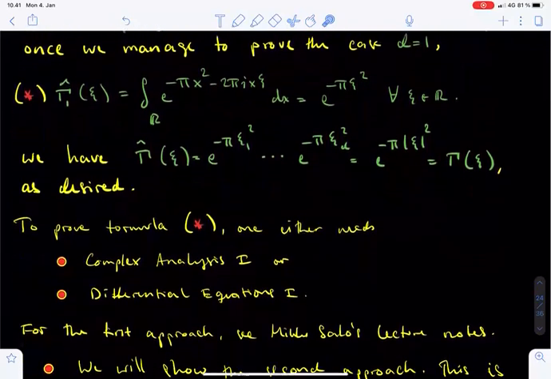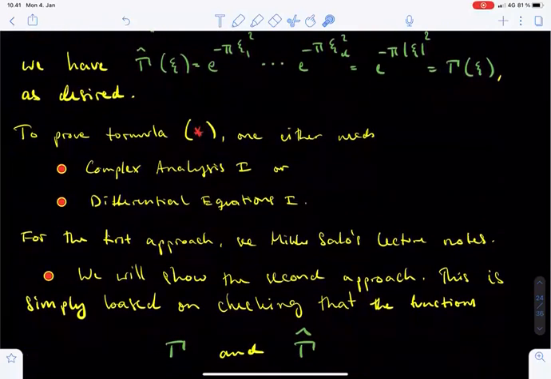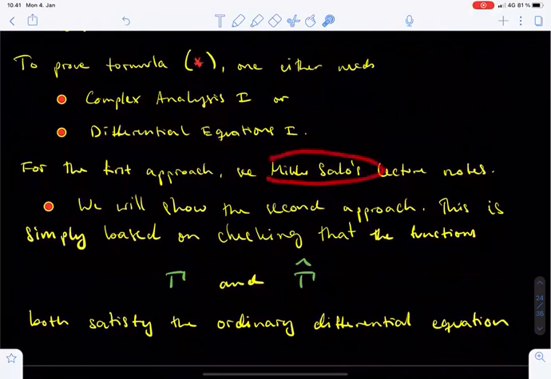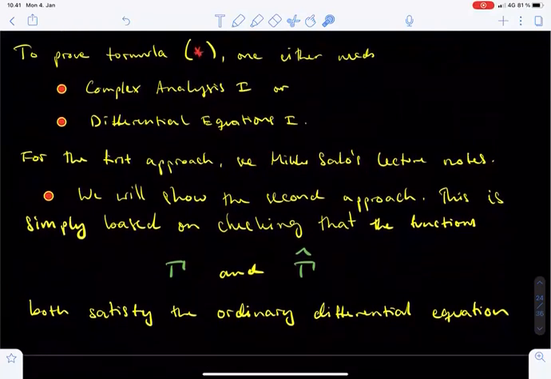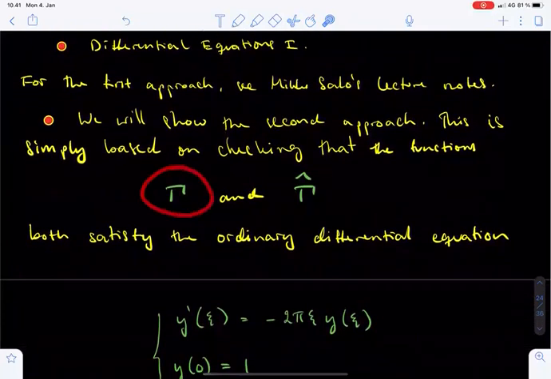It therefore remains to prove the lemma for the one-dimensional Gaussian. There are at least two approaches. One of them needs a bit of complex analysis, and the other one needs a bit of knowledge in differential equations. The complex analysis approach is taken in Mikko Salo's lecture notes, so here we will take the route via differential equations. We are claiming that two smooth functions, namely the Gaussian and its Fourier transform, are the same function.